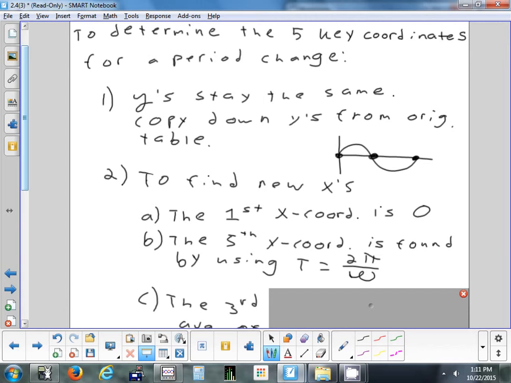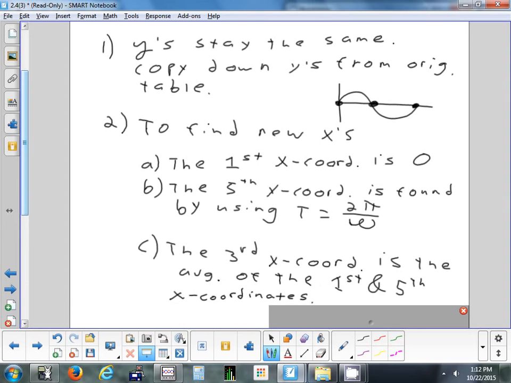Let's say you had 2 numbers, like 2 test grades, and you wanted to know the one that was in the middle of the 2. How do you find the middle of 2 numbers? You average it. So to find the third x coordinate, you're going to take the first one and the fifth one, and average them. To average 2 things, you add them up and then take half of it. Some people say add them up and divide by 2. It's the same thing. That's going to give us the third one.